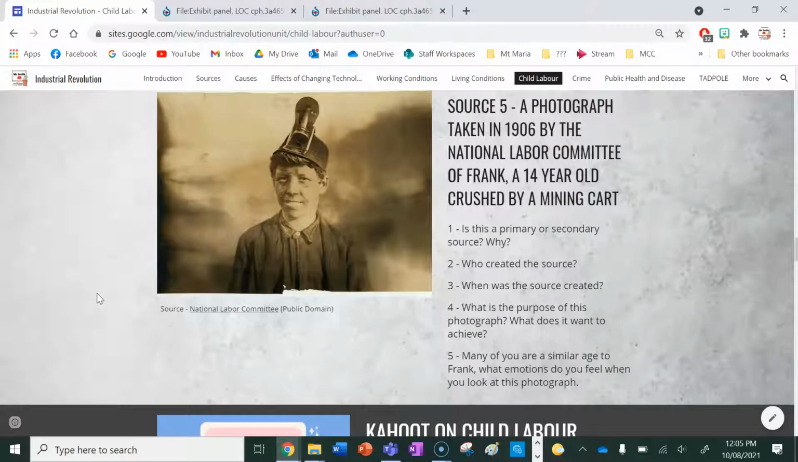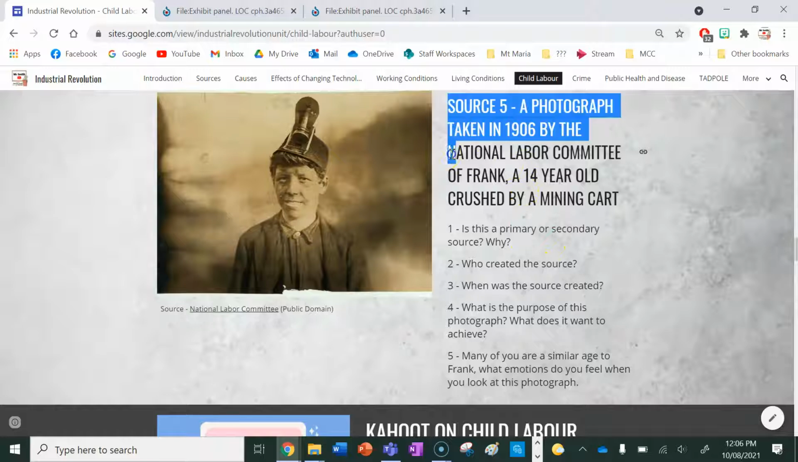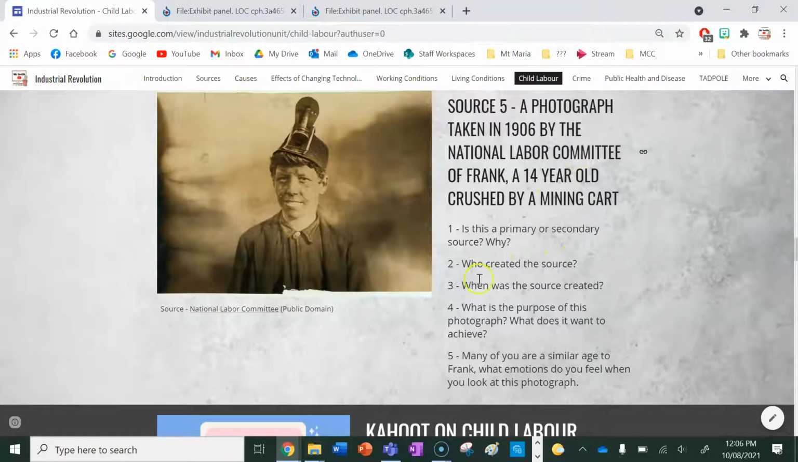Number 5, we've got a photograph taken in 1906, again by the National Labour Committee, of Frank, a 14-year-old boy crushed by a mining car. So we've got question number 1. It is a primary source. Again, it's a photograph taken during the Industrial Revolution. It's created, number 2, by the National Labour Committee. And then number 3, when was it created? This photo was taken in 1906.